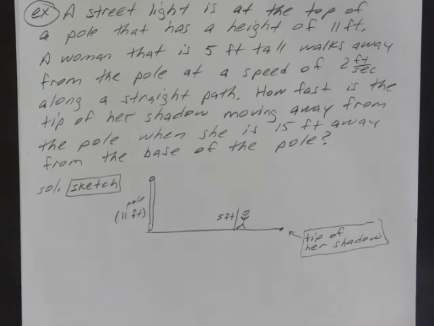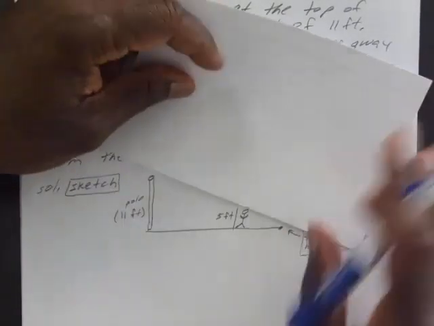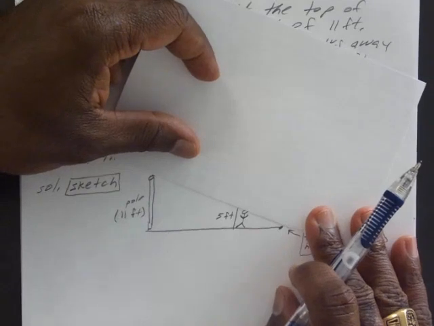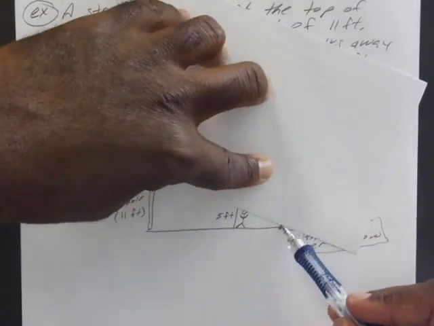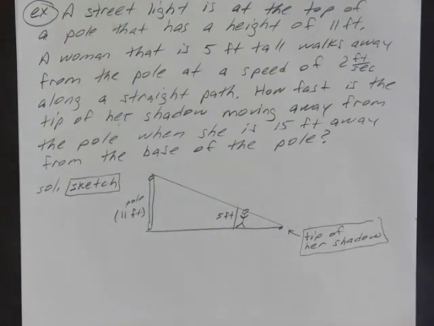Let me see if I have any index cards I can use. That's a little too big. I'll use that. So if we draw a line from the light to the tip of her shadow, you can see there that we have a right triangle.